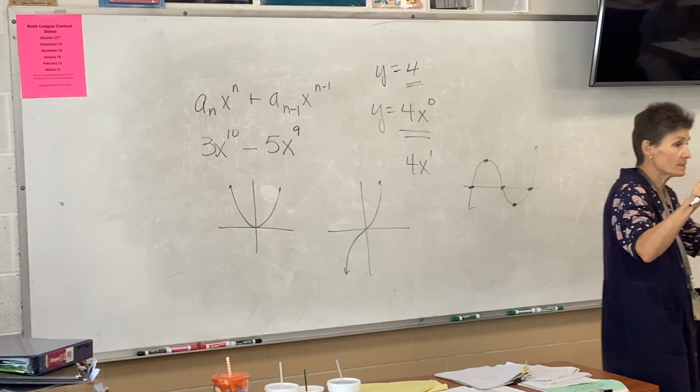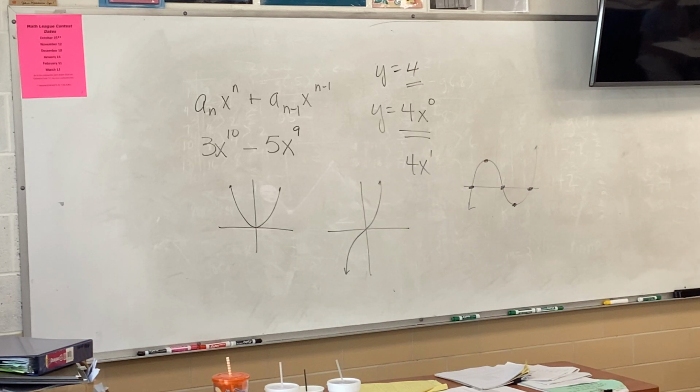If you have two zeros, isn't your picture going to go up in between them or down in between them? That means you're going to have a maximum or you're going to have a minimum between any two real zeros. So at least one local relative max or local relative min.